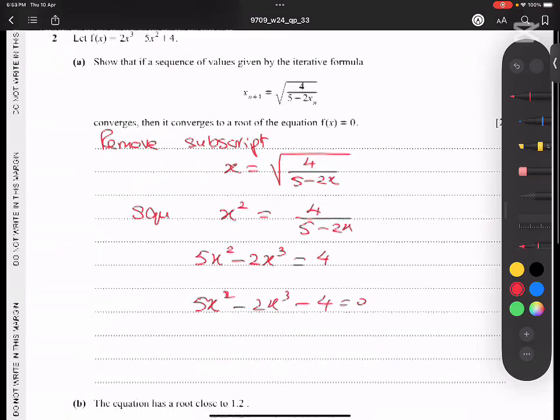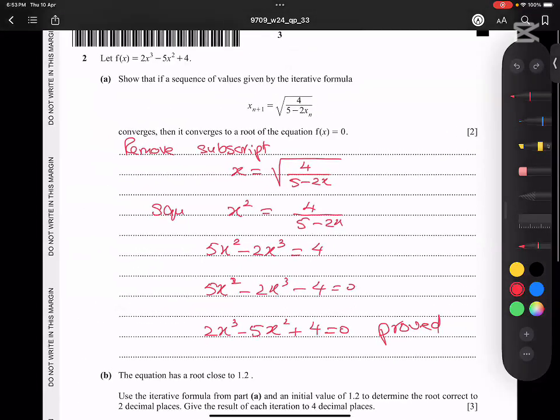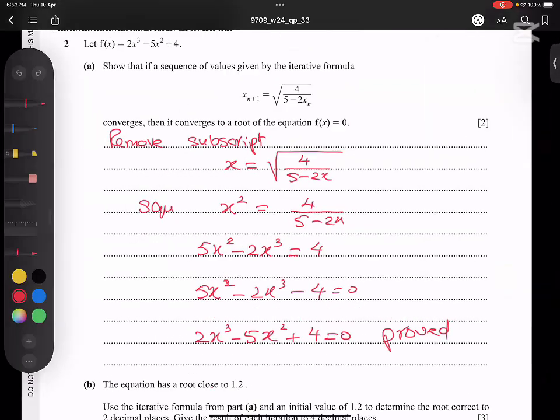Reorder and multiply by minus 1. At the same time, I get this equation. All signs change, and reorder. Proved. So you just say the word proved. Or you just say that it converges to the root of the equation. Even if you write this statement, it is also okay. So this is done.